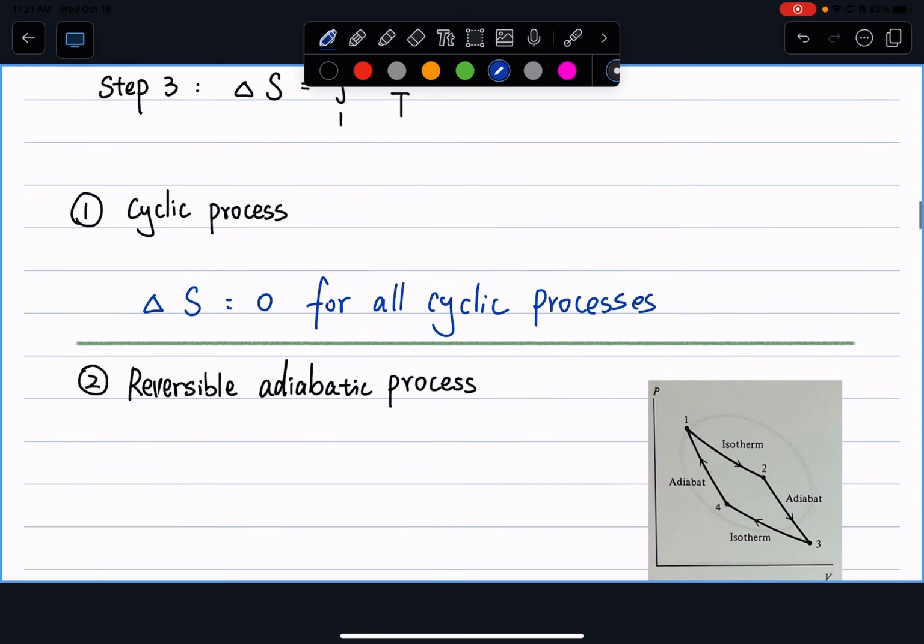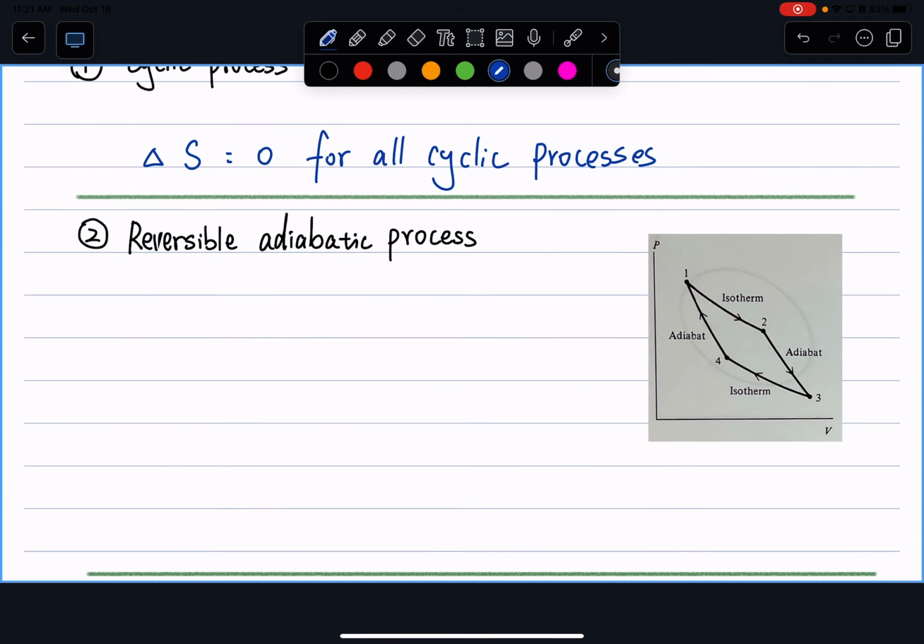Next up, we have a reversible adiabatic process, or the two adiabatic processes in your Carnot cycle. This one is also pretty straightforward. Your dq reversible equals 0 because it's an adiabatic process. So naturally, your dS equals 0 and your delta S also equals 0.